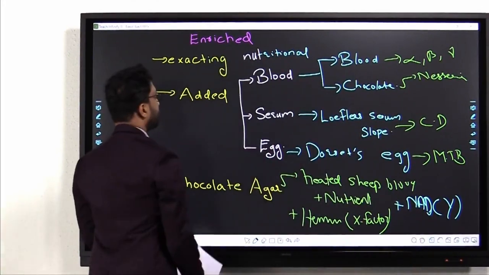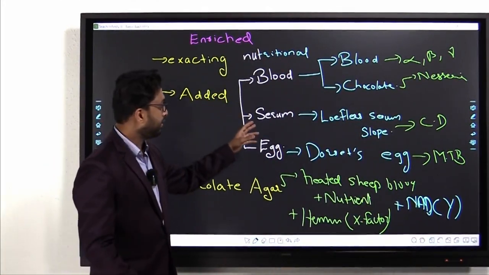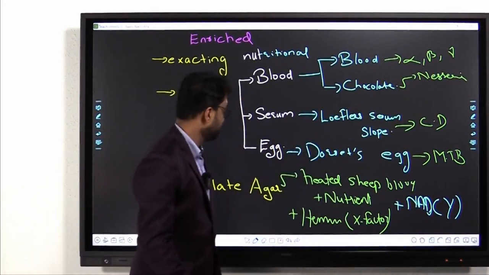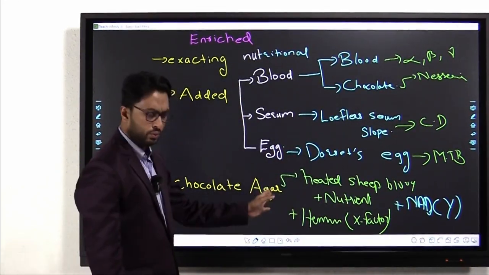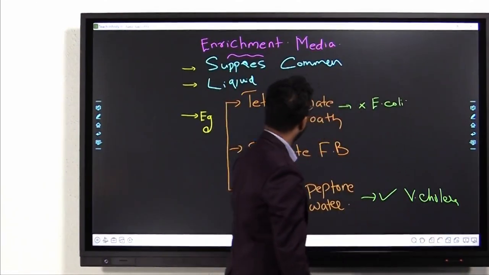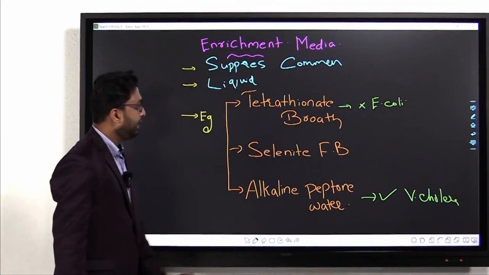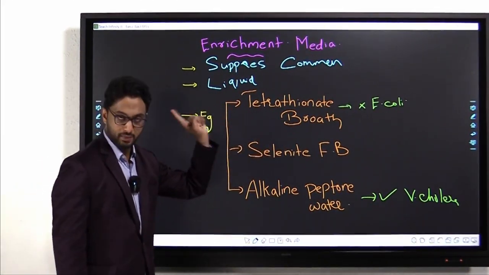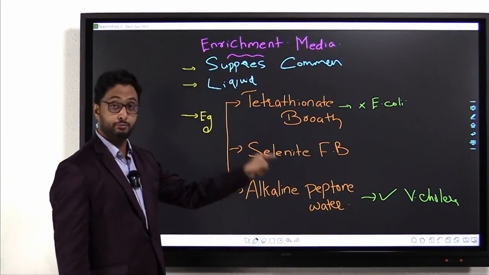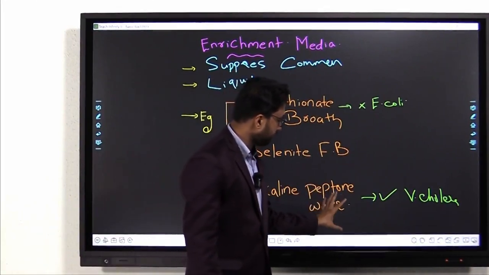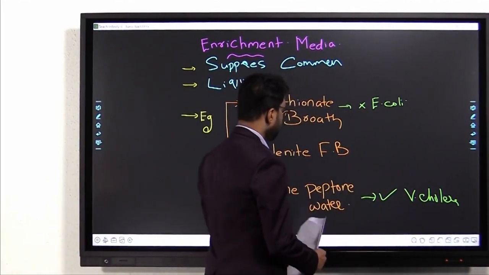Examples only. Enriched media: blood agar, Loeffler's serum slope, Dorset egg media. Chocolate agar, you know this, I'm not going into details of that. Factor X and factor V. Then enrichment media: tetrathionate broth for Salmonella typhi, paratyphi, selenite F broth for Salmonella typhi and paratyphi, alkaline peptone water for Vibrio cholerae.